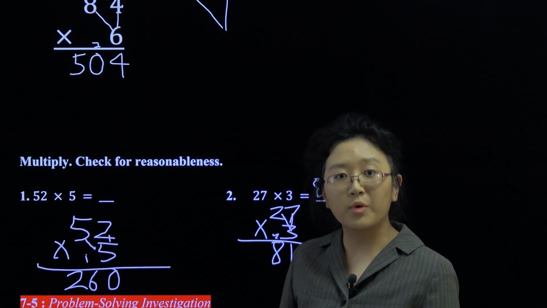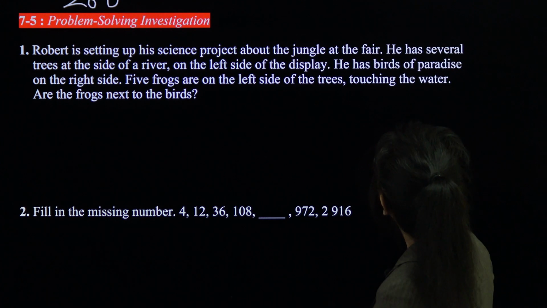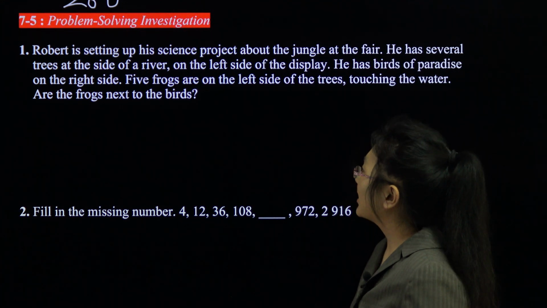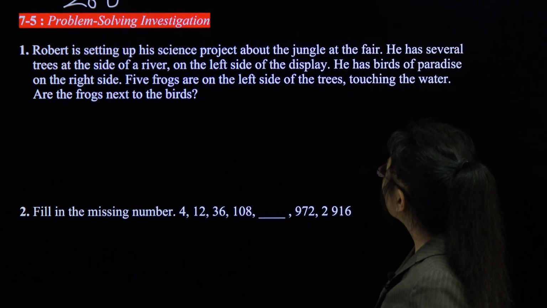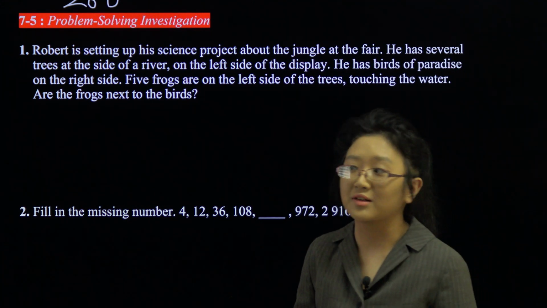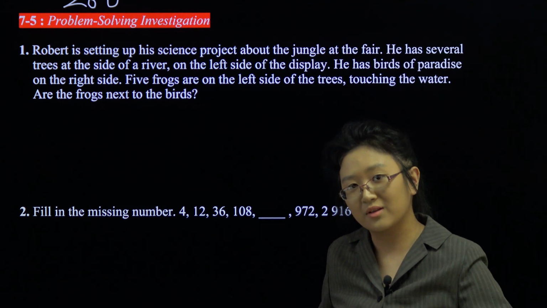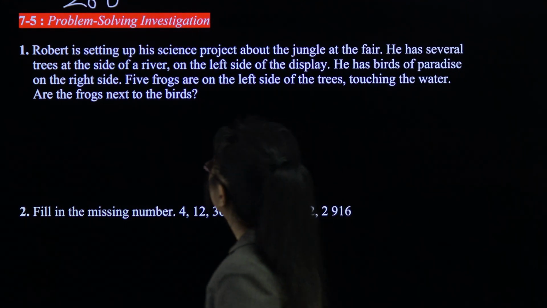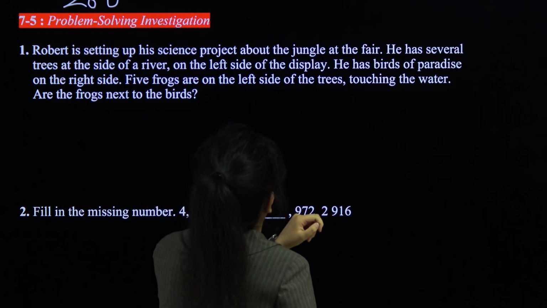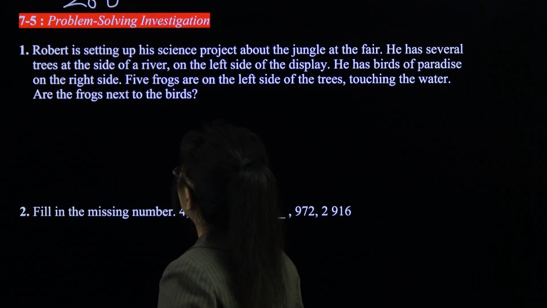We move on to another problem-solving investigation. Robert is setting up his science project about the jungle at the fair. He has several trees at the side of a river on the left side of the display. He has birds of paradise. Birds of paradise is an umbrella term for many different types of birds that live in tropical areas. On the right side, 5 frogs are on the left side of the trees, touching the water. Are the frogs next to the birds?